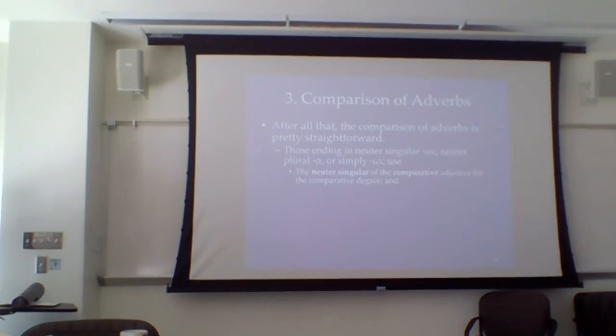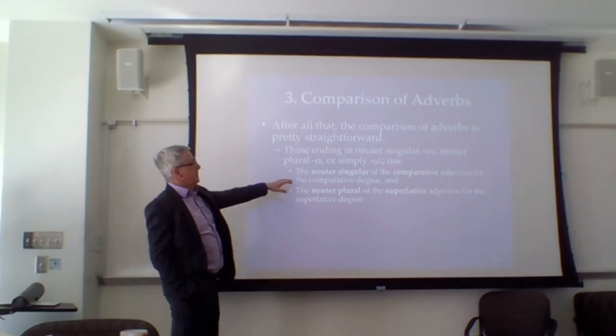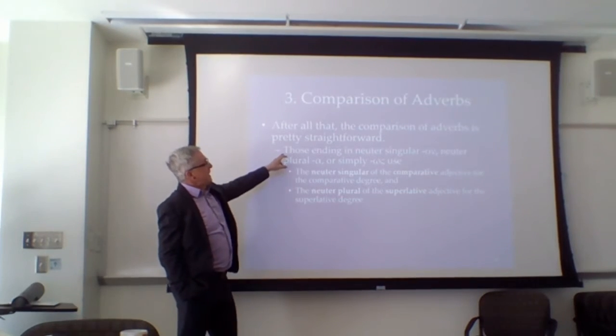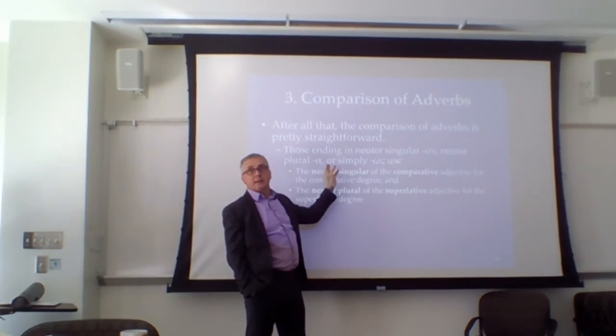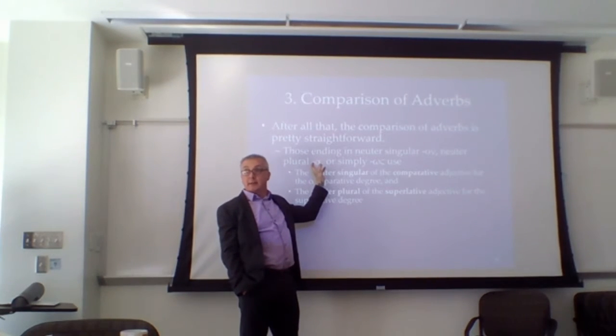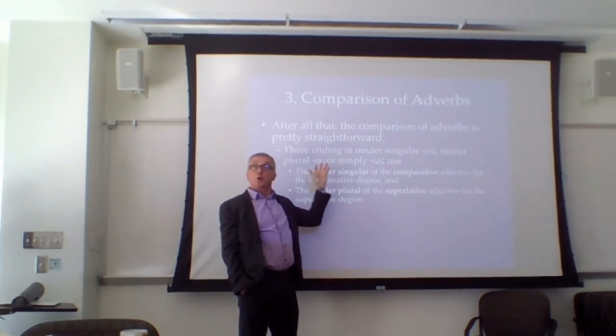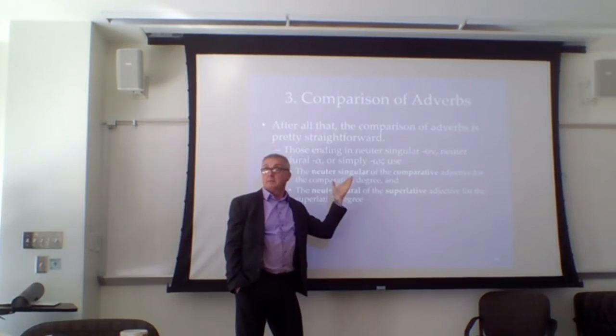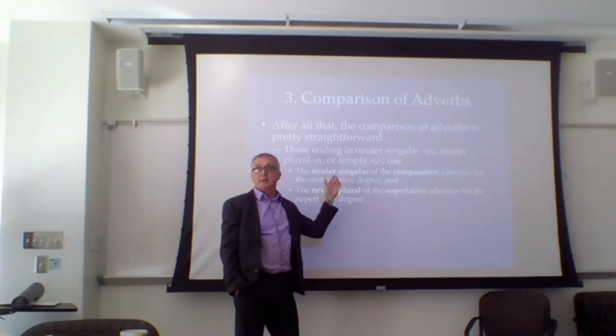Those ending in os, you get those ending in neuter singular o, neuter plural a, or simply os. Use the neuter singular with the comparative adjective for the comparative degree. In other words, if you have a positive degree that is the neuter singular or the neuter plural of an adjective, which you've seen commonly, right? So proton, you've seen as meaning the first thing, right? With respect to the first thing, first they do the following.